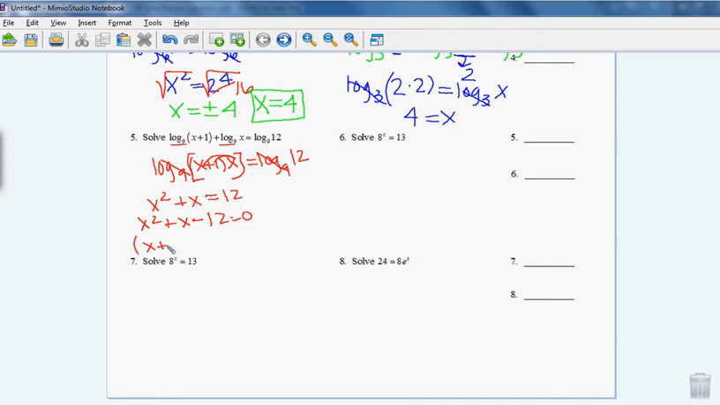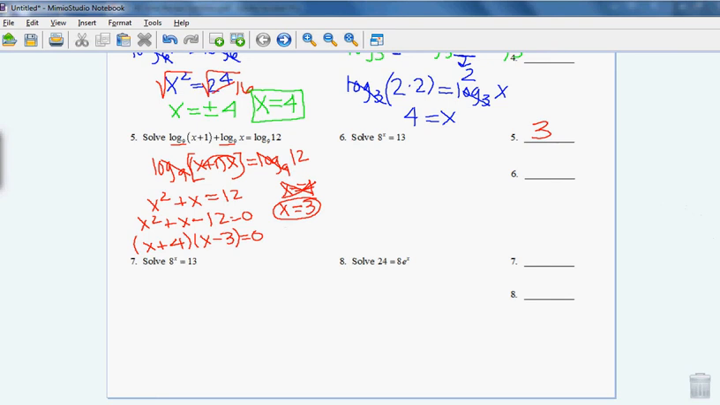So x plus 4 and x minus 3 equals 0. And then set each factor equal to 0, so we have that x equals negative 4. And then we have x equals 3. If I'm to plug negative 4 back in here, I'd have negative 4 plus 1. This would be a negative 3, so that is not going to work. So negative 4 does not work, but x equals 3 does.